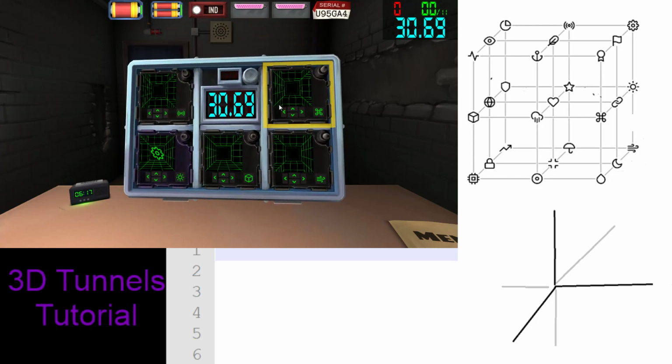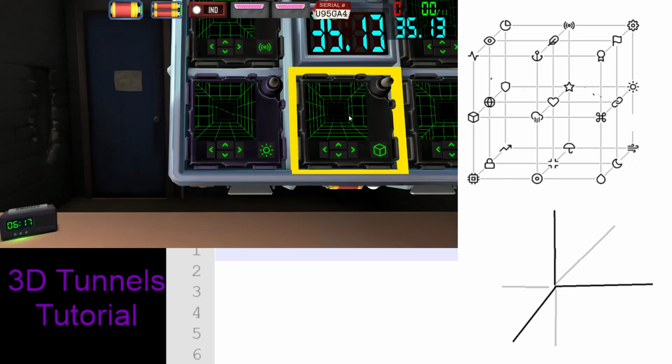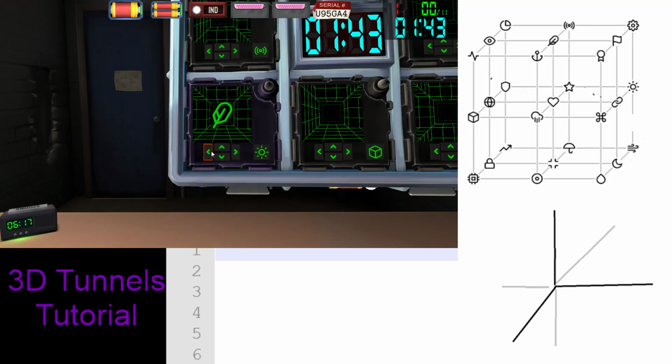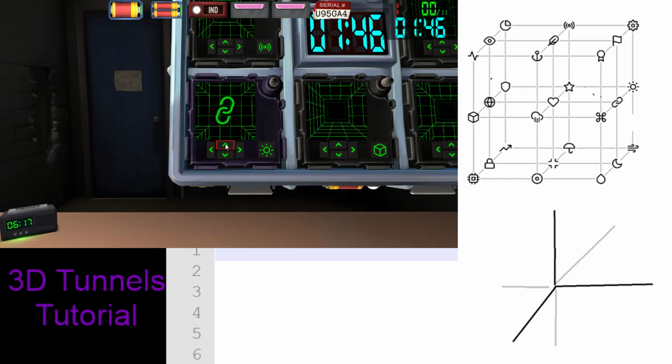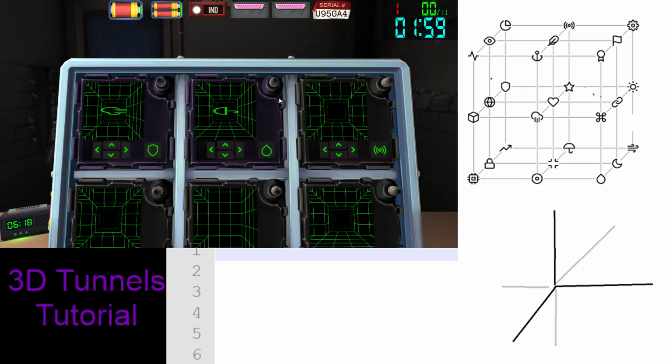Now you'll notice some of these 3D tunnels look a little off. They're kind of this purplish shade. These are actually test ones that I made specifically for this tutorial. Instead of the normal 3D tunnels, you'll see all of the symbols are actually filled in. That's because I have some things I want to explain, and it makes more sense to have all the symbols there. So let's talk about how I go through doing 3D tunnels.